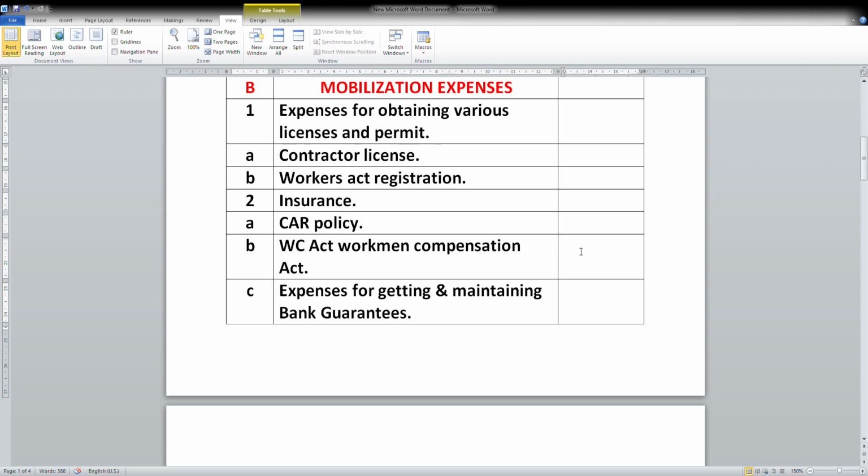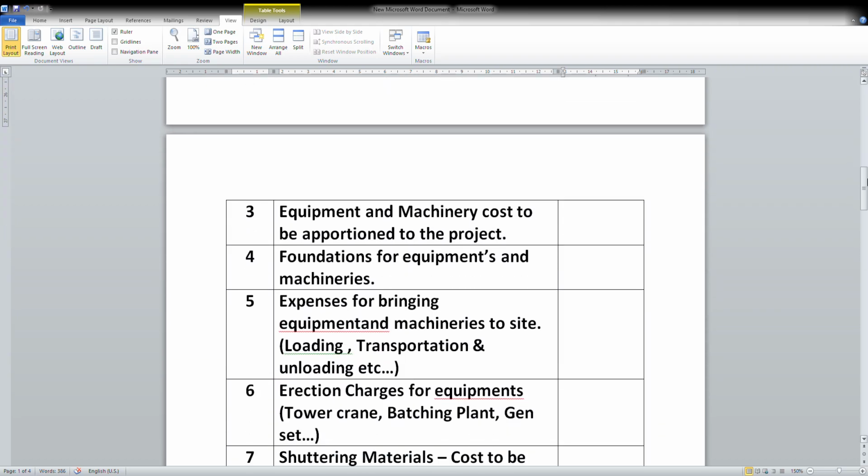Another is expenses for obtaining and maintaining bank guarantees. Whenever bank guarantees have to be submitted for mobilization advance and all, there are certain expenses incurred to the banks. So these can also be taken here. If it is not required, then it is not applicable.